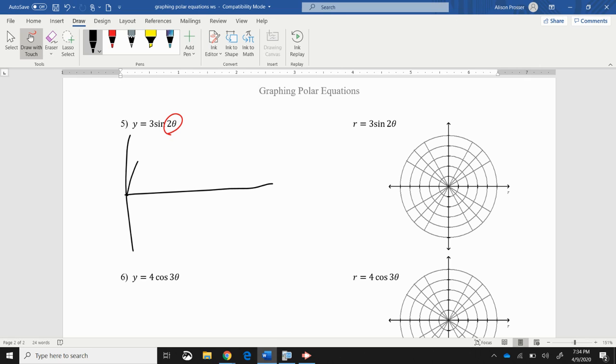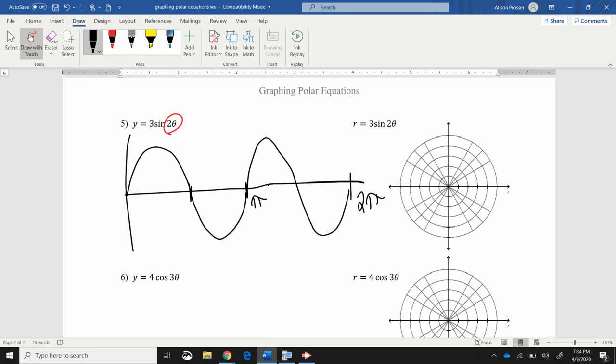Let's see, I would draw my normal graph, but remember this period is now switched. It's now pi. But in order to do this in polar coordinates, we do need to go to 2 pi. So this point now would be pi over 2. Here would be pi over 4. Here's 3 pi over 4.